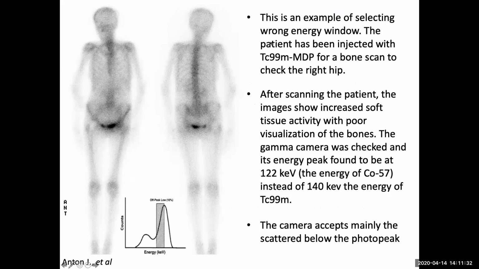Here is an example of selecting the wrong energy window. The patient was injected with technetium-99m MDP for a bone scan. After scanning, the image shows increased soft tissue activity and poor visualization of bone. They looked for the reason and found that the technologist selected a different energy window. We have to select the photopeak. For technetium-99m, you have to select the 140 keV photopeak and then define a 20% window around it. But this technologist selected the peak of cobalt-57, which is 122 keV, and took a 20% window. So what we see here is mostly scattered photons coming from the Compton region, and some of the photopeak as well. That's why it's a very noisy image. It should be corrected: the image should be repeated and acquired again with the correct window around the technetium-99m photopeak, which is 140 keV.